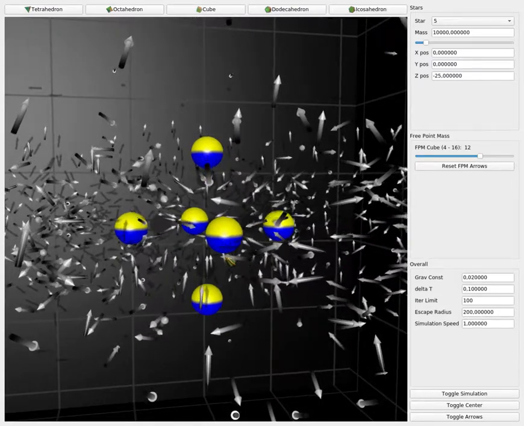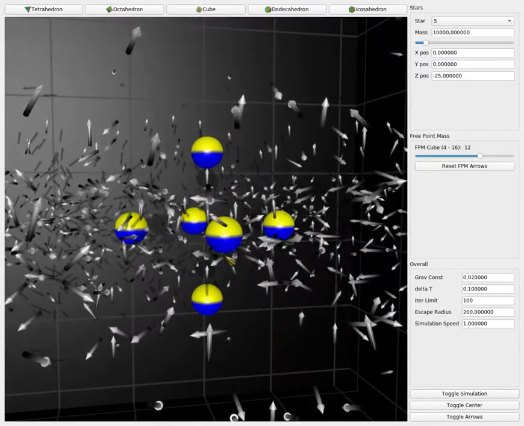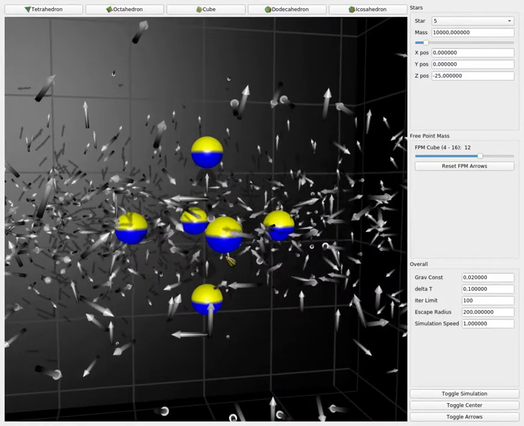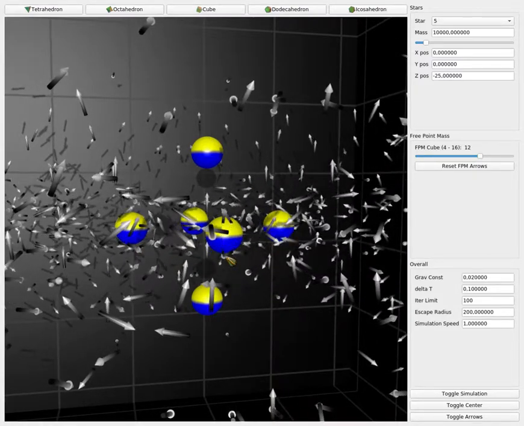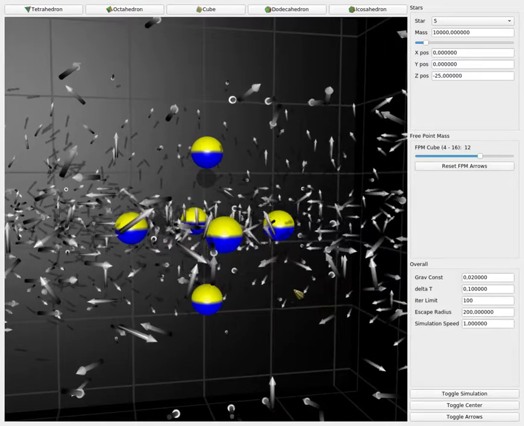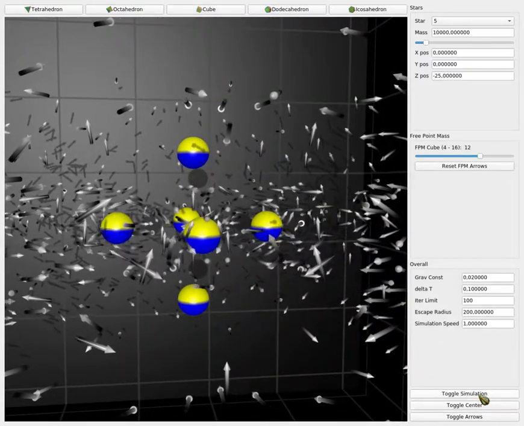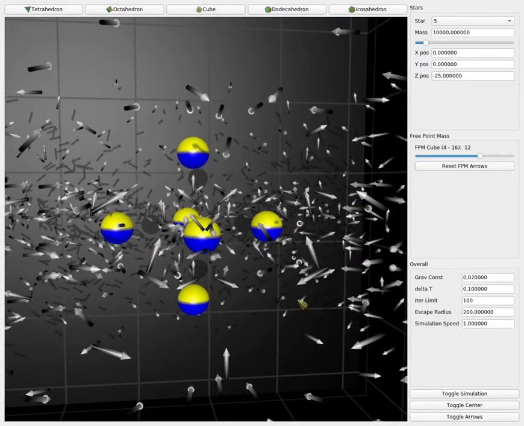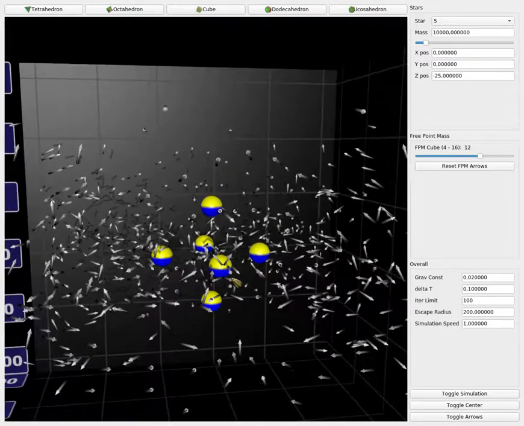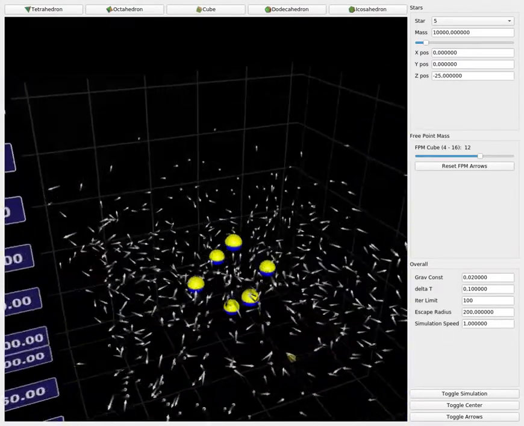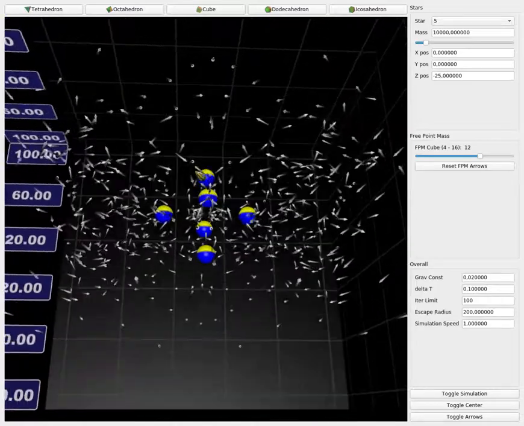So that we're more interested in what the free point masses are doing. You know, the little arrows. Now I can freeze the simulation, so I can show you what this has done so far.